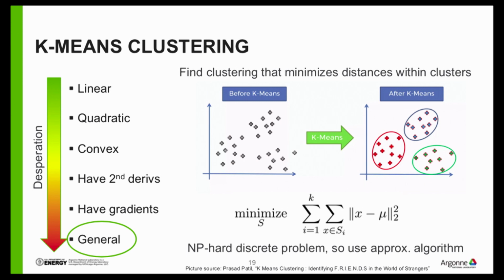Another common machine learning algorithm is k-means clustering. So maybe you have this data here on the left, and you want to find groups in it. You could think of this as finding a clustering that minimizes the distance within each cluster. If you write down the k-means objective function, I have it here. We're summing over the clusters and summing over the points in the clusters. And we want them to not be very far from their centers. This is an NP-hard problem, and it's a discrete problem. And so when we do k-means, we're actually doing an approximation algorithm.